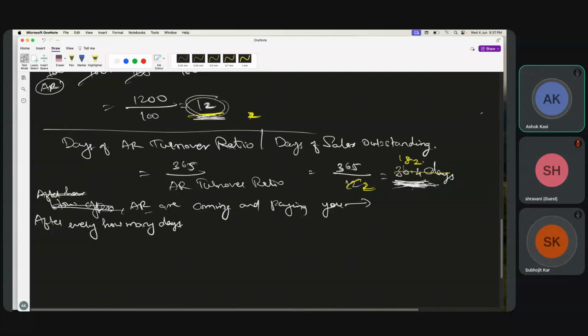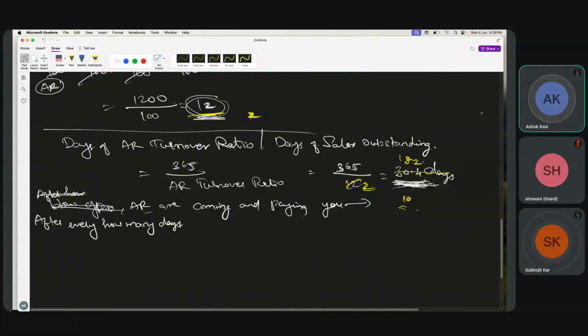No, I mean the second one, days of receivable turnover ratio, the lesser it is, the better, right? So let's say it's 10. Now that means after every 10 days they are coming and paying you. Now suppose in the industry it is every 30 days. That means the industry is giving them a credit limit of 30 days and you are giving a credit time limit of 10 days.